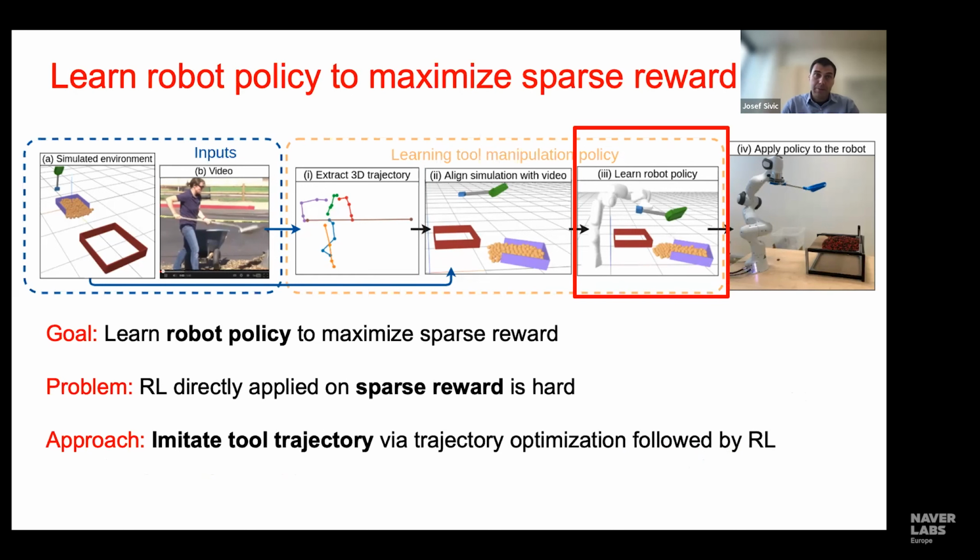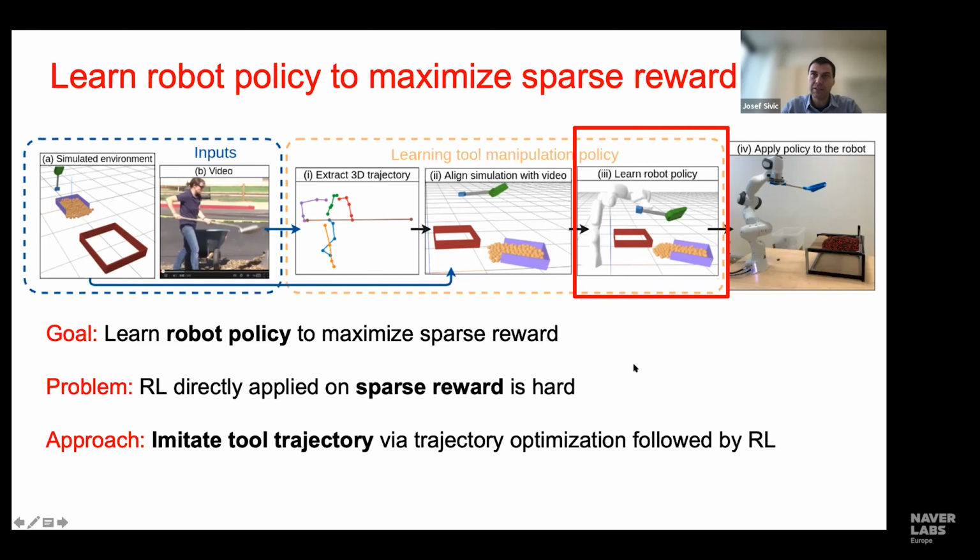And the next step after this is to actually learn a robot policy. So the output of the previous step is the trajectory of the tool without the robot. And in this step, we would like to actually learn a robot policy with still the same goal, to maximize the sparse reward. We found that directly applying reinforcement learning on that setup was difficult. Sparse reward is very difficult. And even using the tool trajectory, just using RL directly was difficult.